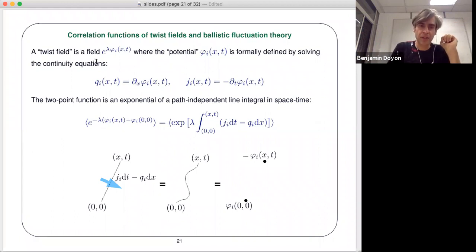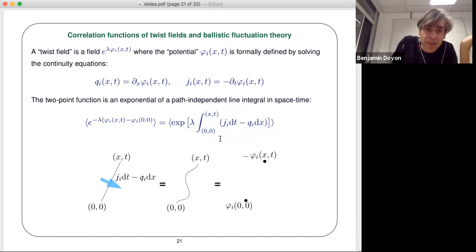So if I calculate e to the lambda phi(x,t) minus phi(0,0), I can write that as e to the lambda, the integral from (0,0) to (x,t) of the perpendicular to current. And that integral does not depend on the path that I'm taking. So in fact, you can think of that as something that just depends on the endpoints. Doesn't depend on path, just depends on the endpoints.